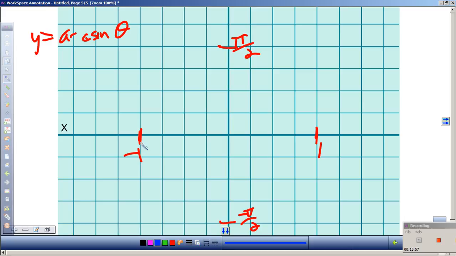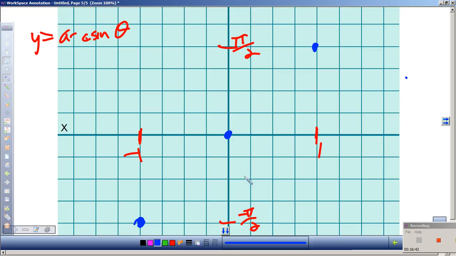So where does sine equal negative 1? 270 degrees, which is where between negative pi half and pi half? Negative pi half. 270 degrees is the same as negative pi over 2. Okay. So, negative 1, negative pi over 2. How about positive 1? Pi over 2. And 0. Okay. Now what happens between them?